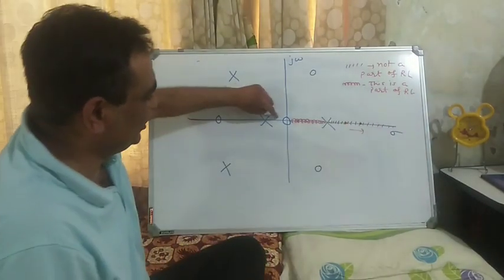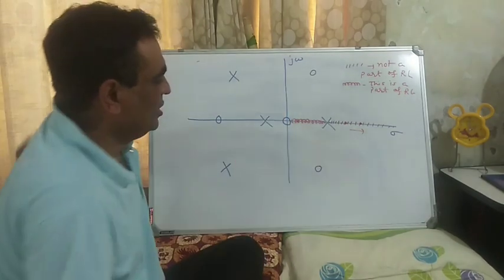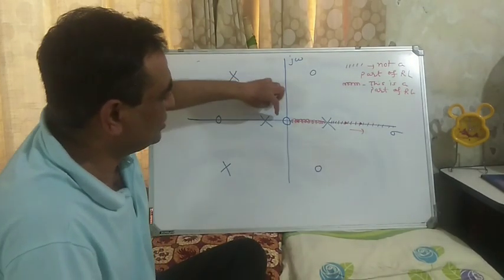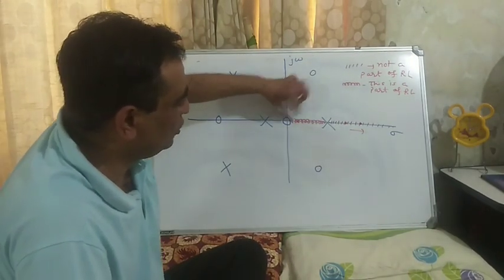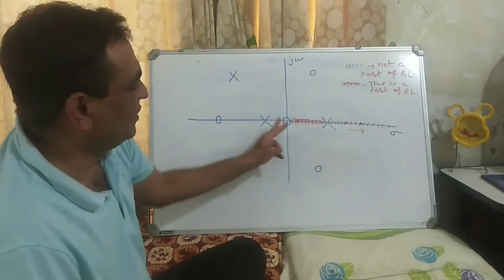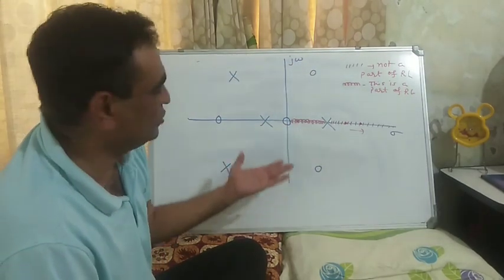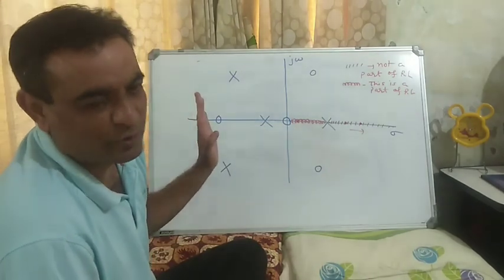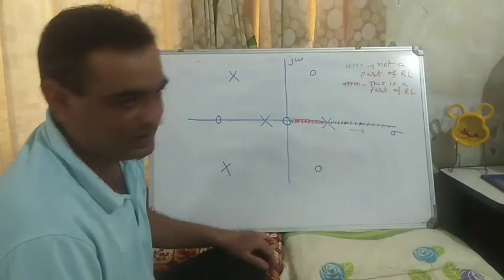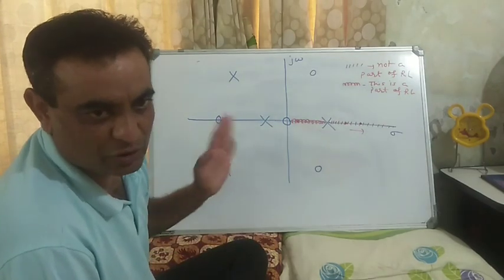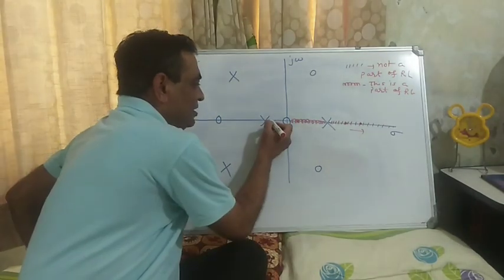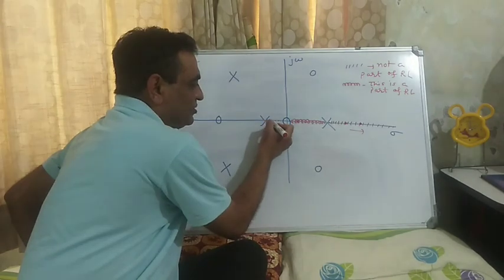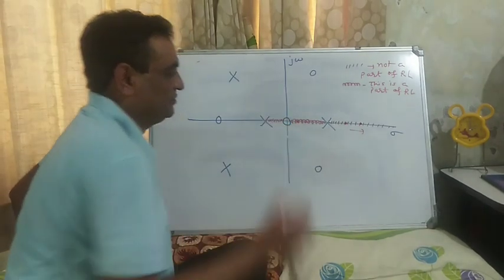Now I will check this point. So to the right hand side of this point, there is one zero, one pole. So 1 plus 1, 2 zeros and poles. So it is even. Hence, it will not contribute odd multiples of 180 degree phase. Hence, this point is not a part of the root locus. So neither is this. So this is not a part of root locus.